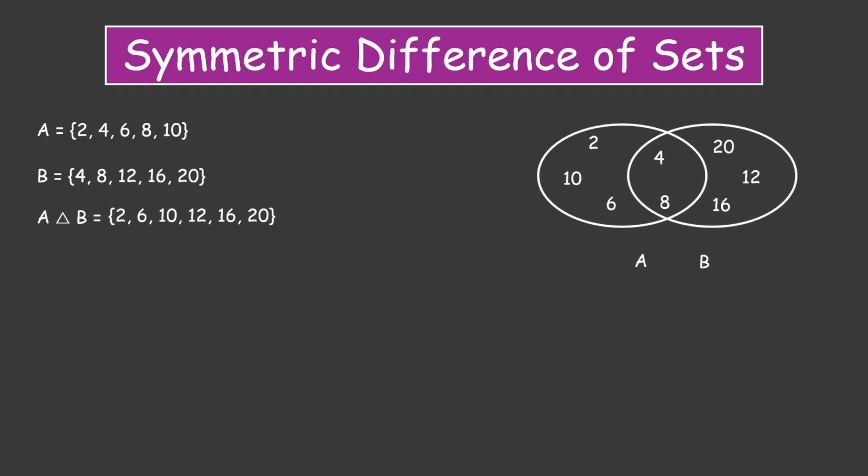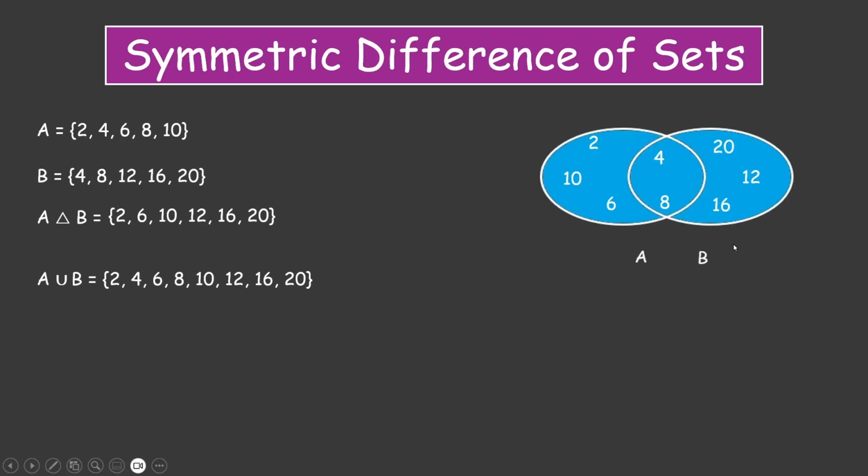Now, if you just notice once again over here, if we find the union of sets A and B, it is going to include all of these elements 2, 4, 6, 8, 10, 12, 16, and 20, right? That is this entire part. This is the union of A and B. And what is the intersection of A and B? This part. We shall have 4 and 8, right?